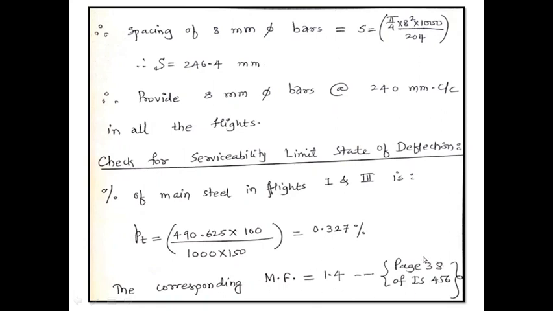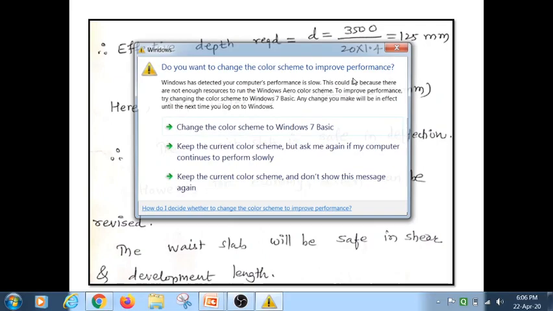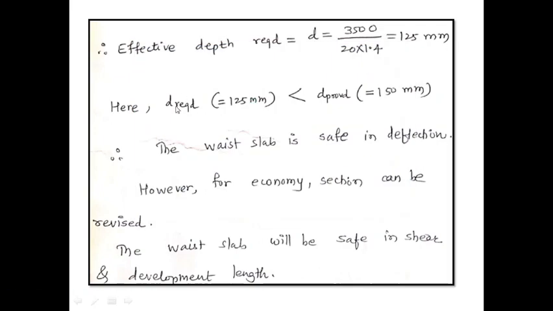And when again we go to page number 38 of IS 456:2000, that is figure number 4 for the modification factor, then for 0.327% of PT provided, the approximate modification factor is 1.4 if we read it from the graph. Therefore effective depth required d is 3500, that is effective span, upon 20 into the actual modification factor, that is 125 mm. Here fortunately the d required, 125 mm, is less than d provided, that is 150 mm, and therefore the slab is safe in deflection.